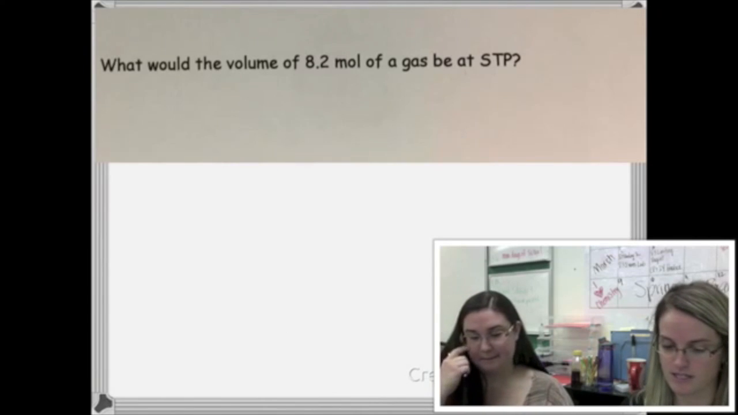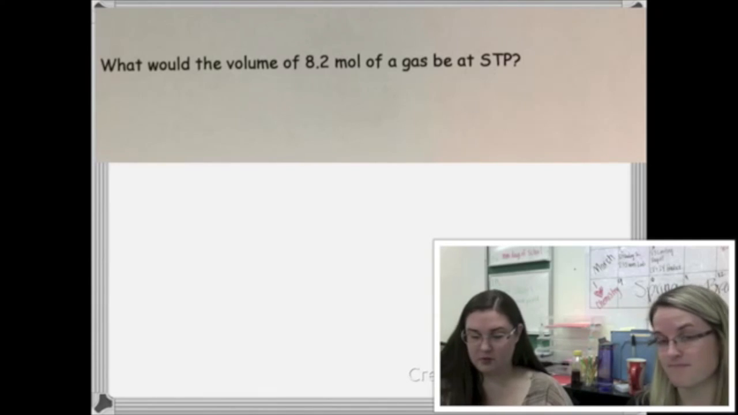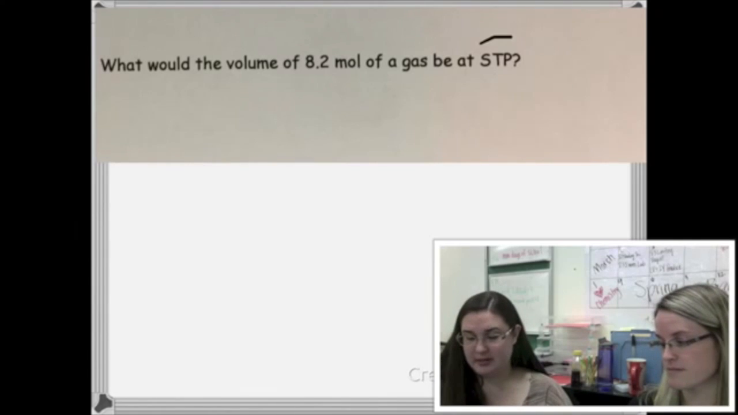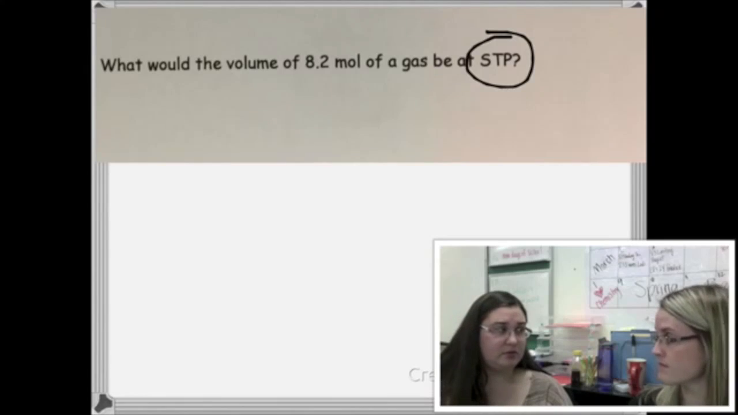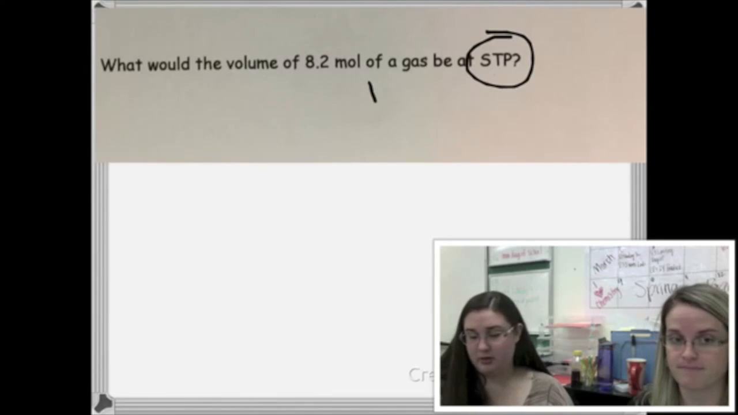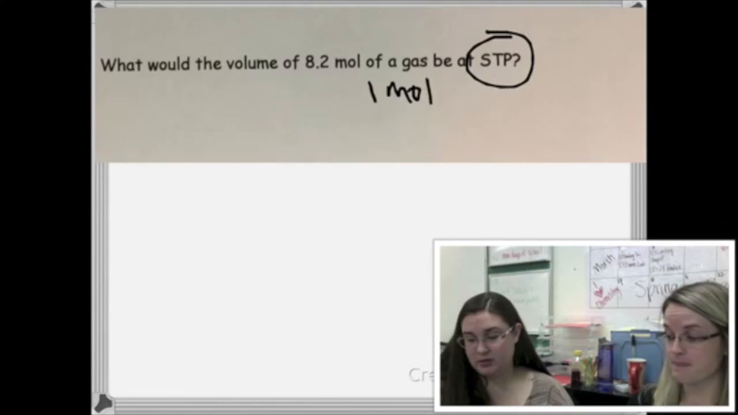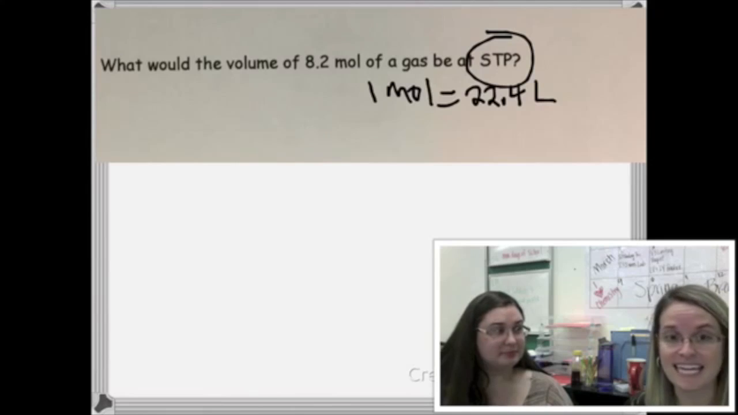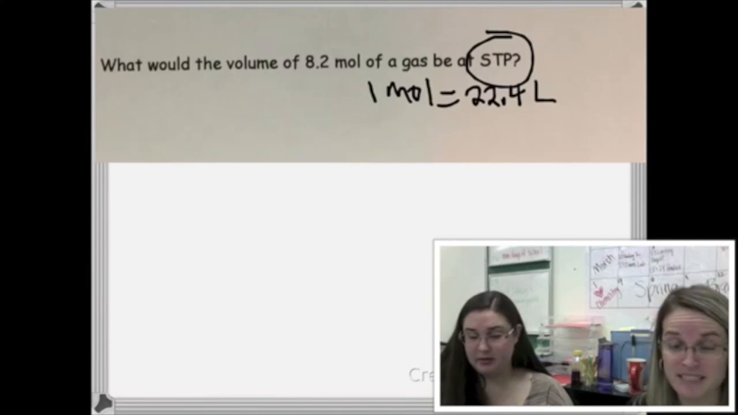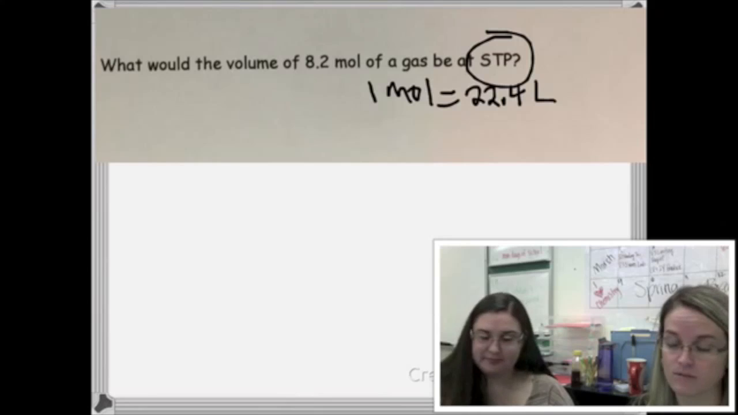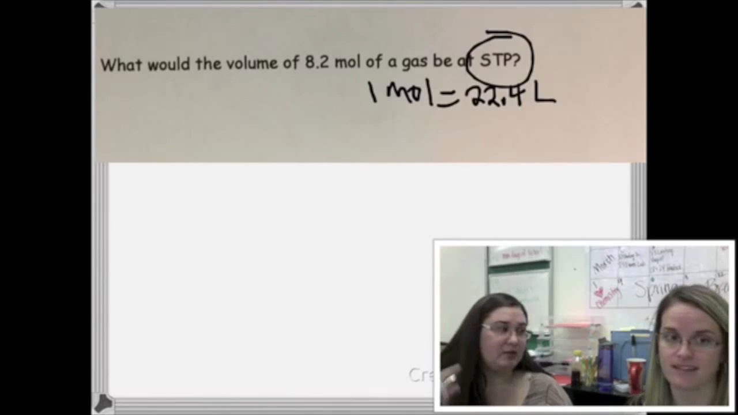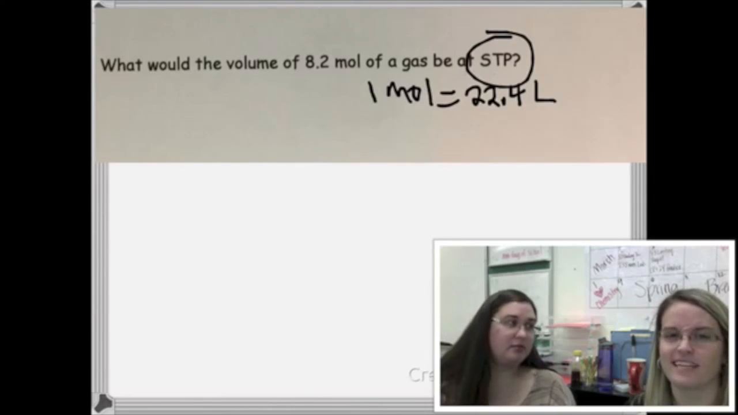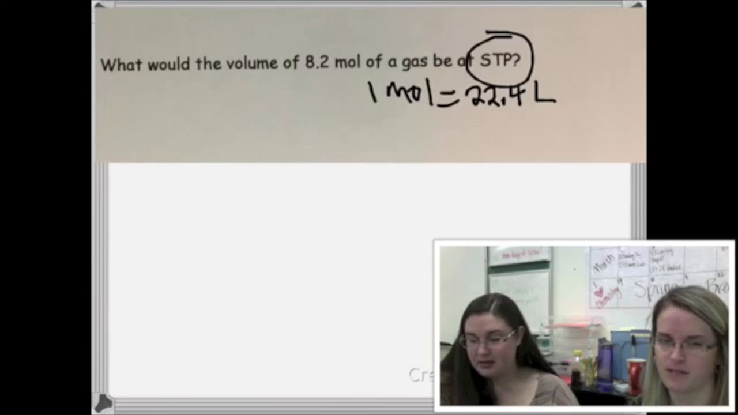It said, what would be the volume of 8.2 moles of gas at STP? All right. When we have STP, I know that I can use my gas stoichiometry, which is 1 mole is equal to 22.4 liters. That is a key thing that Ms. Vaught said. It has to be at STP. If it's not at STP, we can't do the stoichiometry that way. You'd have to use your PV equals nRT. But we like the simpler math if possible.